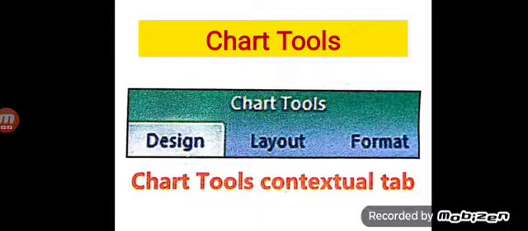Chart tools. Once the chart is inserted, a set of chart tools arranged in 3 tabs appears on the ribbon. These are visible only when the chart is selected. If you have not selected any chart, they will not be visible. These 3 tabs can be used to edit or modify a chart.